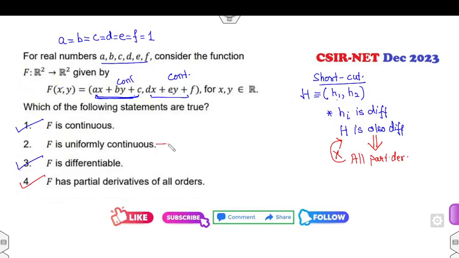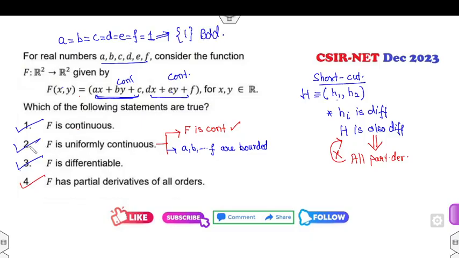Now, how can you say about the uniform continuity? We need to check two properties. The first one is that f is continuous, which I already proved. Second, whatever the coefficients a, b, c, d, e, f are, they are bounded. If they are bounded, then it is uniformly continuous. Now you can see I have taken all as 1, and 1 is bounded. So that means it is also a correct option. All are right answers of this problem.